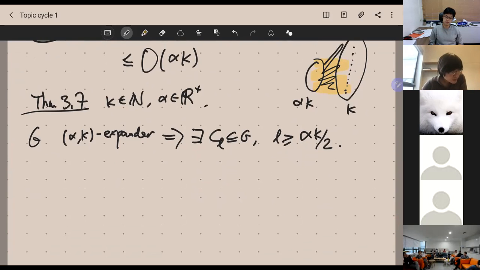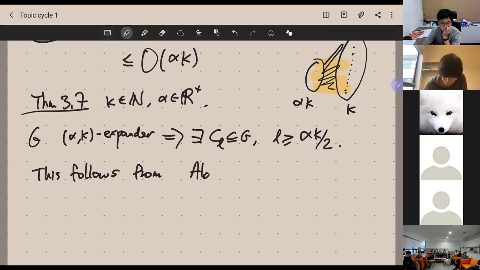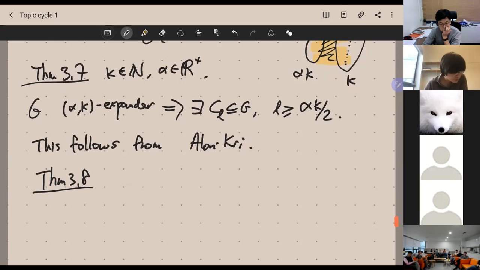So basically, this theorem, let me see how much time I have left. Yeah, I have enough time. This theorem 3.7 follows very easily from the following result of Alon and Krivelevich. Their result itself is proved using DFS. So 3.7 follows immediately from this result, 3.8.